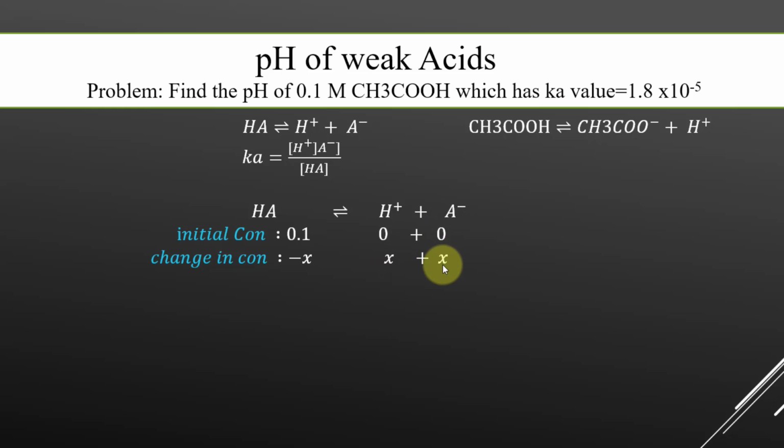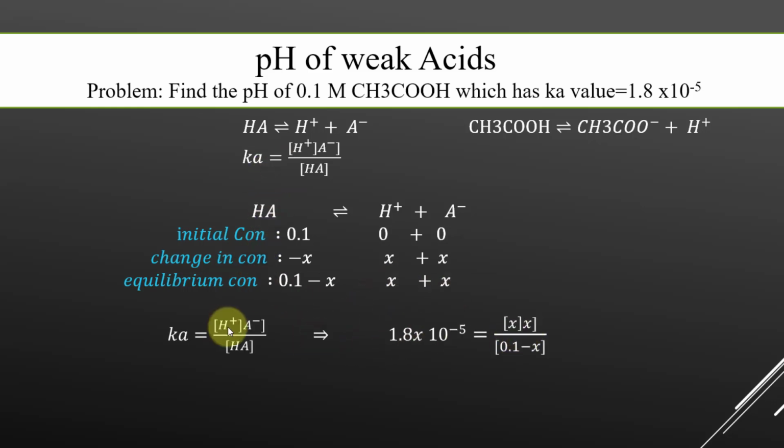Equilibrium concentration. We can write equilibrium concentration as 0.1 minus X, as this is the amount of acid that has been dissociated into H positive and A negative ion, which means we will have to subtract it from the initial concentration. So the initial concentration is 0.1 and minus X is the amount of the acid that has been dissociated. So let's put these concentrations into our equilibrium expression. In place of H positive and A negative ion, we'll substitute these equilibrium concentrations, and similarly for HA, we'll write 0.1 minus X in the denominator. And 1.8 into 10 to the power minus 5 is the Ka value.